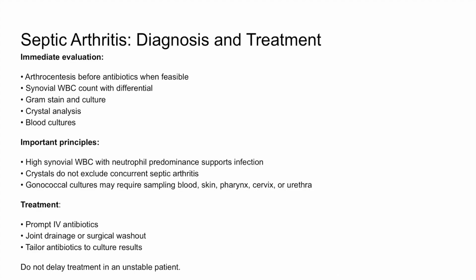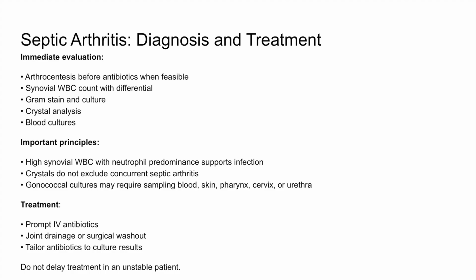All right, so when septic arthritis is suspected, perform arthrocentesis before antibiotics when the patient is stable and aspiration will not cause a dangerous delay. Synovial fluid should be evaluated for its white cell count and differential, Gram stain, culture, and crystals, and blood cultures should also be obtained.